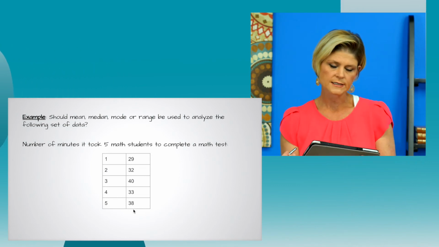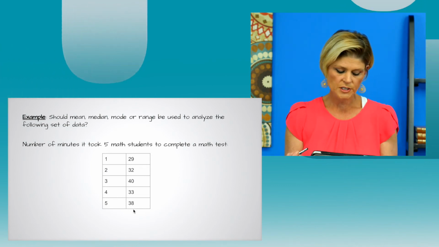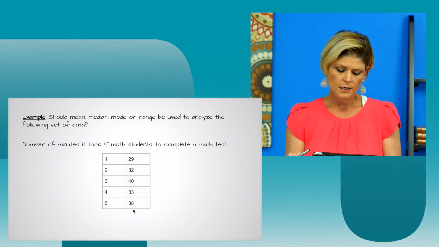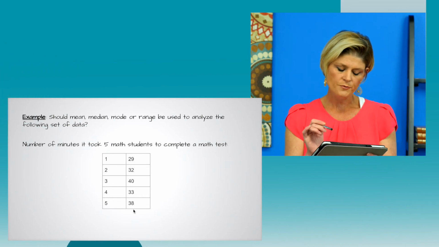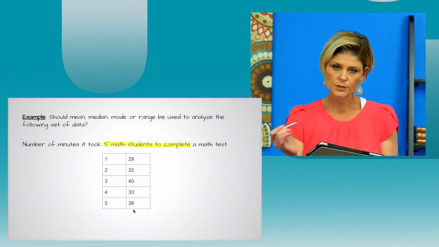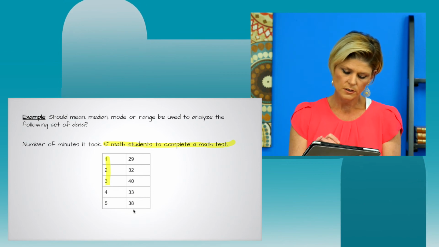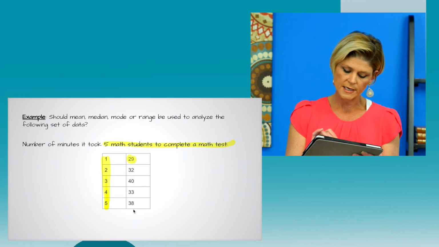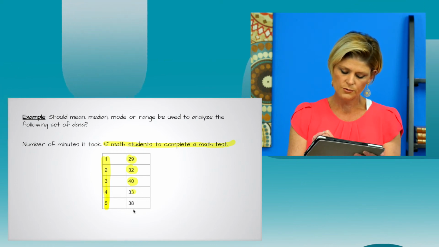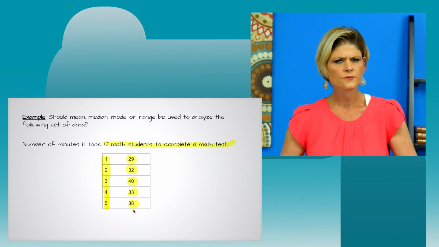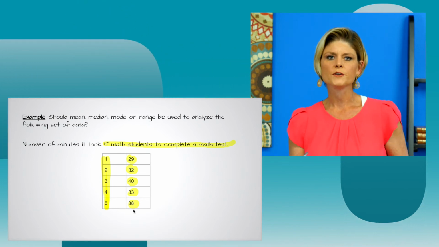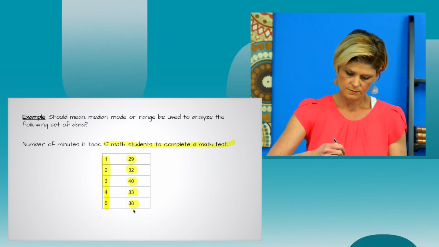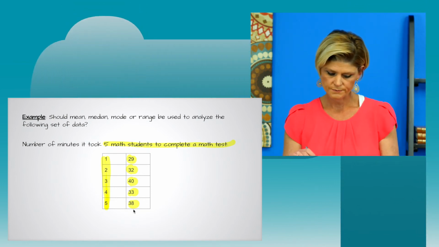All right, so let's look at an example of how we would do that. The question asks us, should mean, median, mode, or range be used to analyze the following set of data? Okay, this chart shows us the number of minutes it took 5 math students to complete a math test. Here's the number of kids, 1 through 5, and it took them 29 minutes, 32 minutes, 40 minutes, 33 minutes, and 38 minutes. So think, if you need to pause your video, go ahead. What should we use to analyze this data? Mean, median, mode, or range?